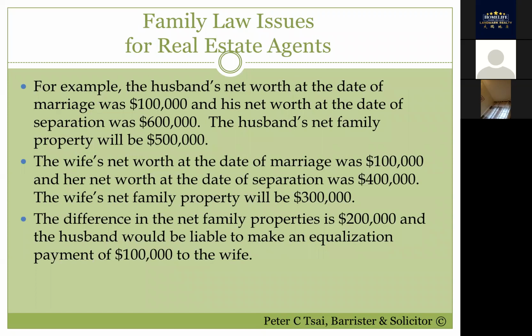Okay, for example, let's say the husband's net worth at the date of marriage was 100,000 and his net worth at the date of separation was 600,000. The husband's net family property will be 500,000, okay? 600,000 minus 100,000. And then let's say the wife's net worth at the date of marriage was 100,000 and her net worth at the date of separation was 400,000. The wife's net family property will be 300,000. So the difference in the net family properties is 200,000, and then the husband would be liable to make an equalization payment of 100,000 to the wife.